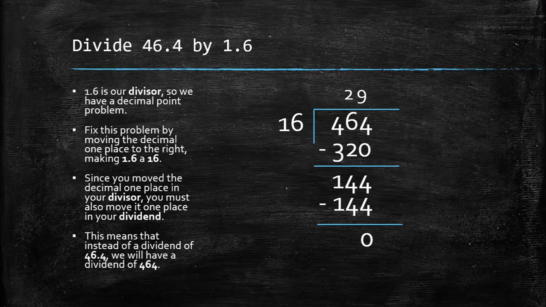So 46.4 divided by 1.6 is 29, just the same as 464 divided by 16 is 29. They have the same quotient.